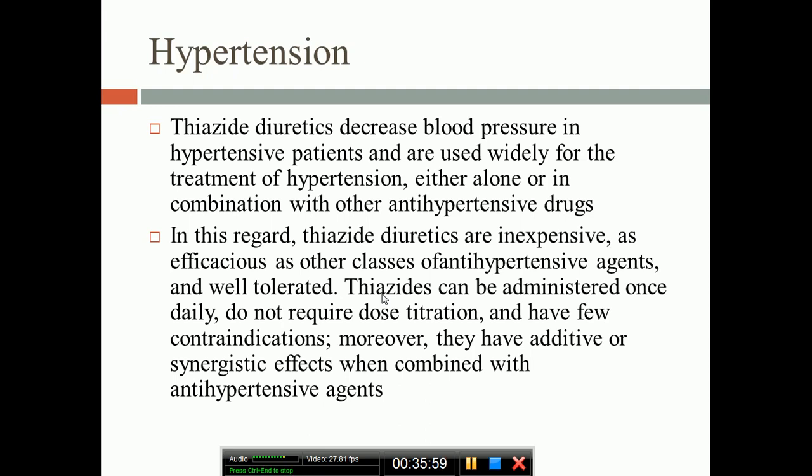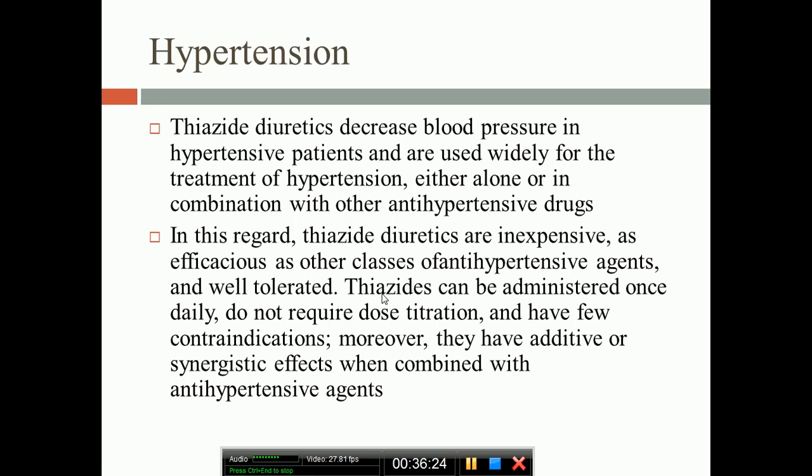What are the benefits of thiazide diuretics in hypertension? Thiazide diuretics are inexpensive. They are very cheap, as efficacious as other classes of antihypertensive agents, and well tolerated. And their dose flexibility is their major strength. They can be administered once daily, do not require dose titration, and have few contraindications.